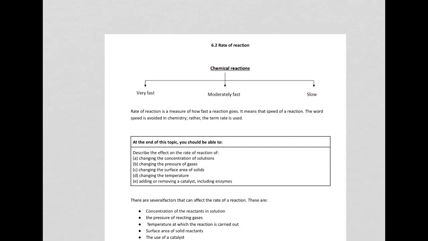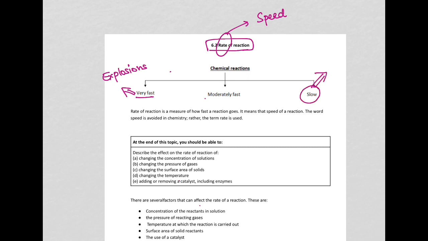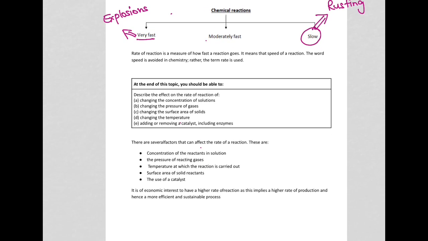Hi everyone, we're going to look at rate of reaction. Rate is just a way to say speed of reaction, so how fast a reaction is happening. It can go very fast, for example, you have explosions, or you have slow reactions, for example, you have rusting, so it can take several days to happen, or it can take months to happen. So these are slow reactions.